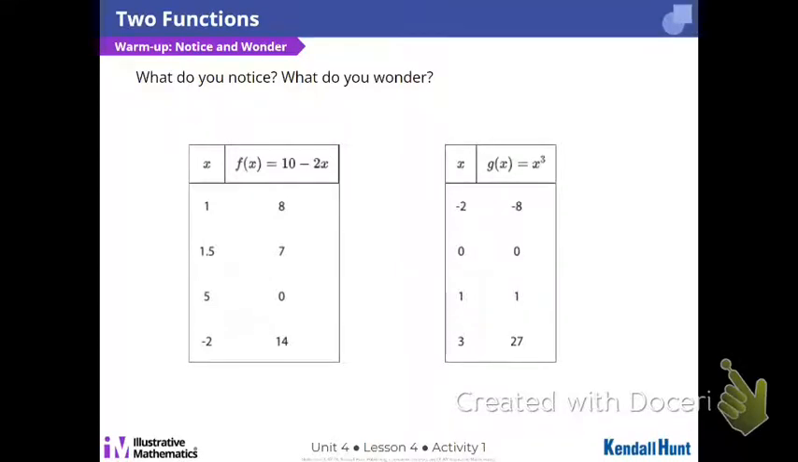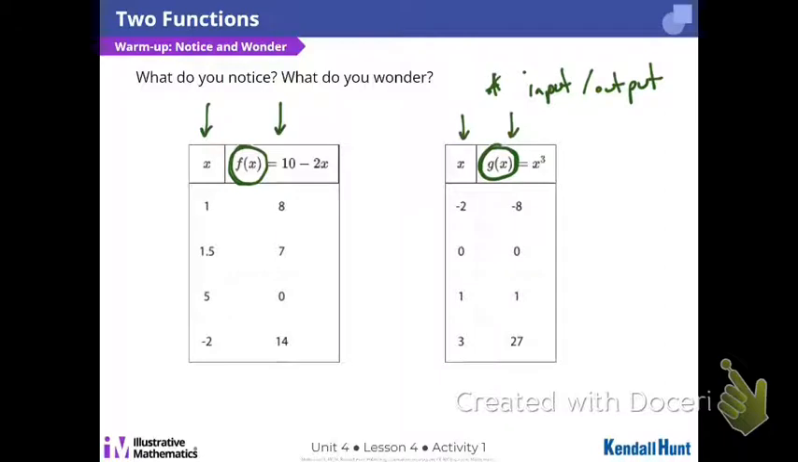Here are some things I jotted down in case you needed to jot anything down for your notice and wonder. I noticed that a lot of the tables we've been looking at with functions have the words input, output, and these ones don't have those words. So I'm wondering, in our tables, do I still have an input and output? The next thing I noticed is it looks like I have two different functions. We were talking about function notation, having different ways to represent different functions. It looks like I have function f and function g.